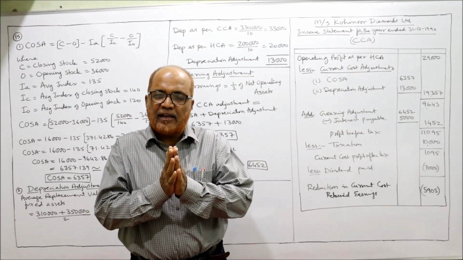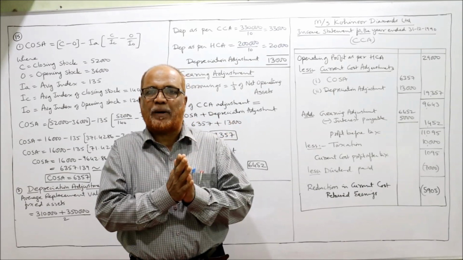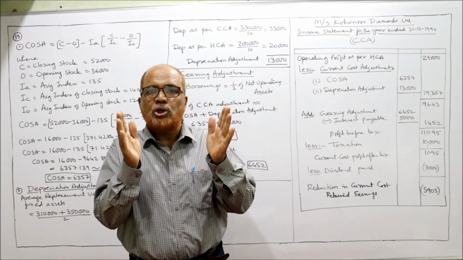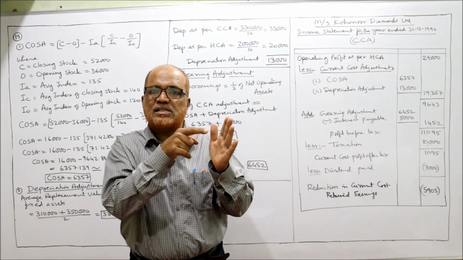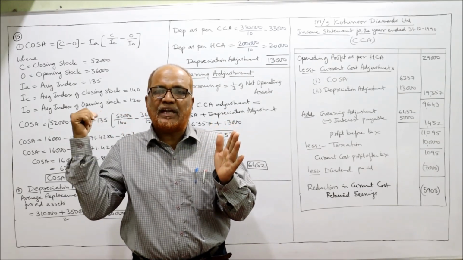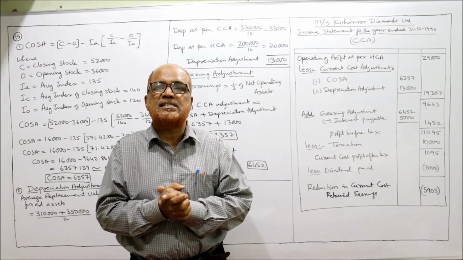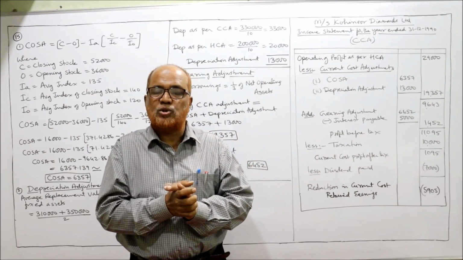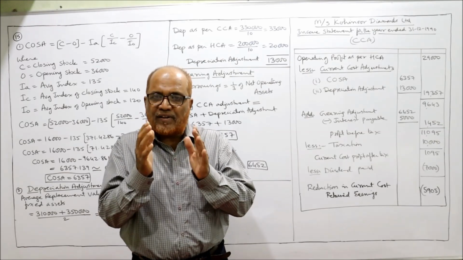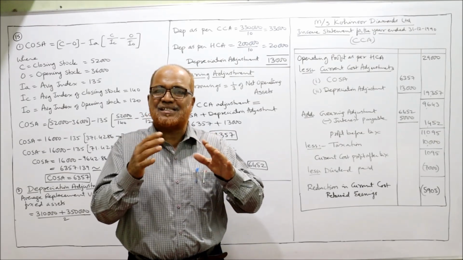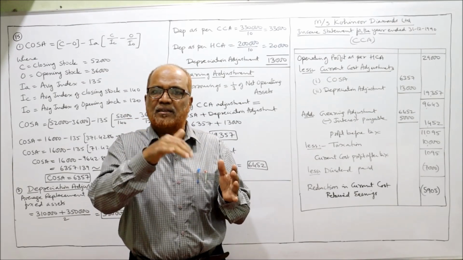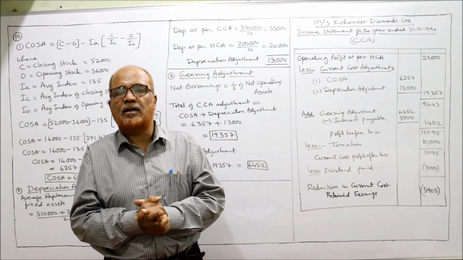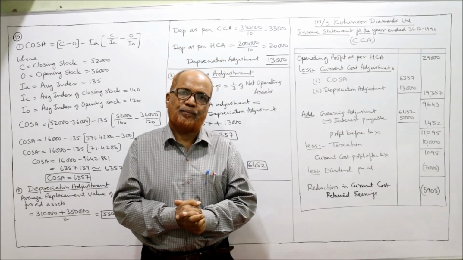So I have explained in detail the first introduction part. Then two methods are there, CPP method and CCA method. 25 problems I have solved on the CPP method and 15 problems on the CCA method. So watch these problems from beginning till end to get complete command. In the first attempt, you may not be able to understand some points. Rewind the video a second, third time. If you watch with full concentration, you can get a good grasp on this topic of accounting for price level changes.